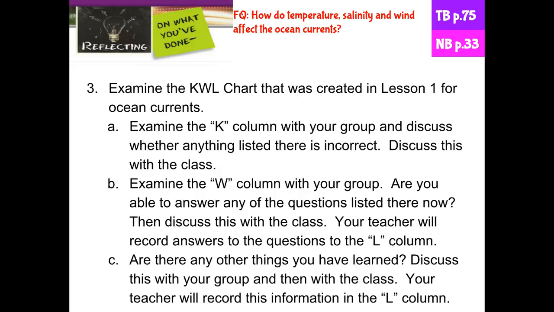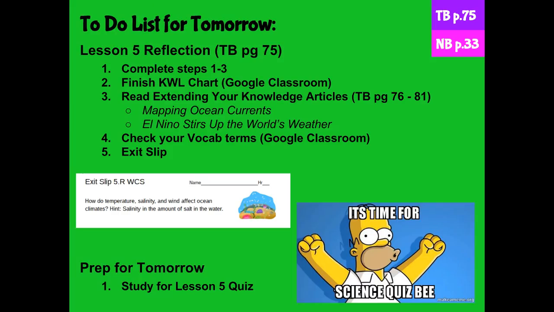And then when you get time, you're going to look at the KWL chart and then add any information you feel necessary. So our lesson 5 reflection is to complete steps 1 through 3. Make sure you go back to that KWL chart on Google Classroom, and then you're going to read Extending Your Knowledge, both mapping ocean currents and El Niño stirs up the world's weather. Make sure you have all your vocabulary words done, and there is an exit slip today.